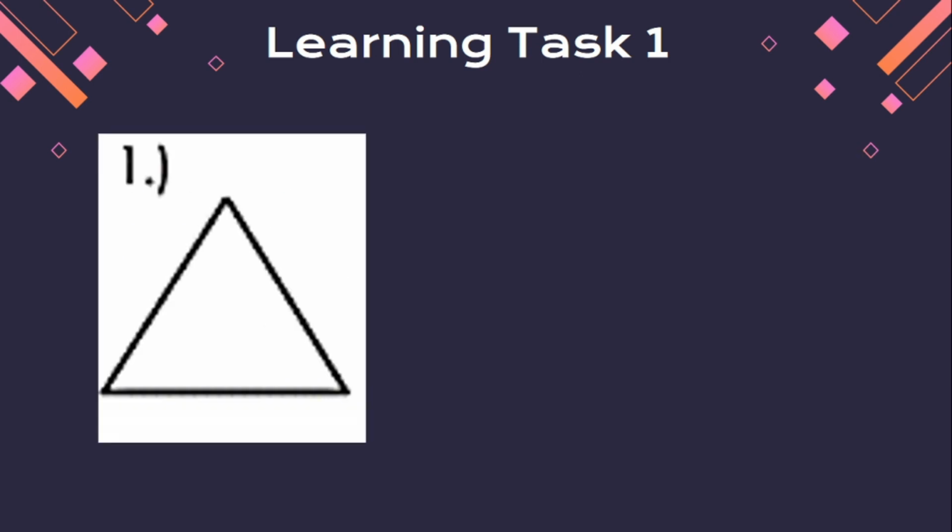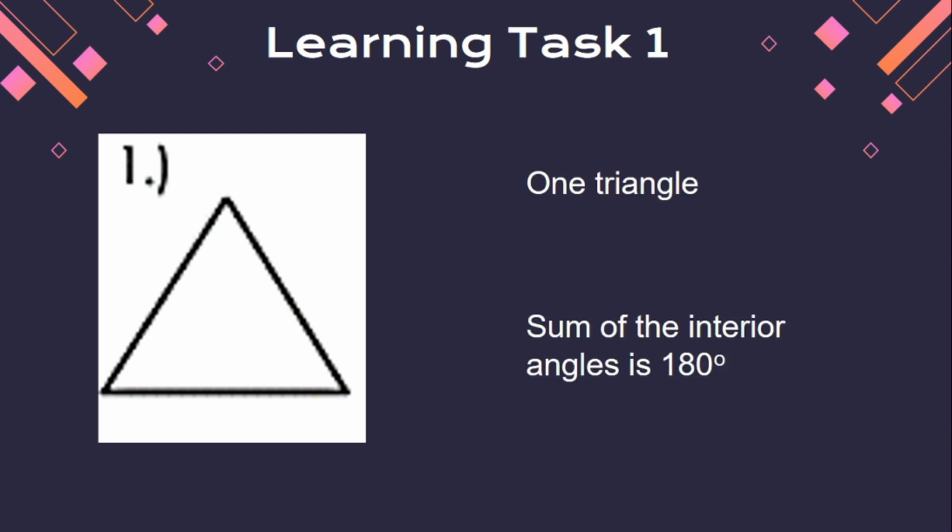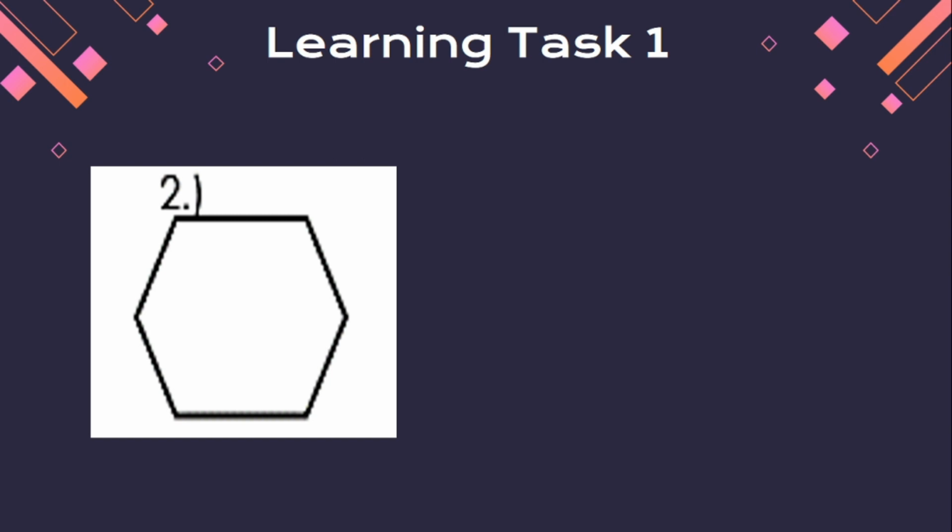Dito, so this is a triangle na. So therefore, we just have one triangle formed. Therefore, the sum of the interior angles is 180 degrees. Now we have here this polygon. So how many sides do we have here? 1, 2, 3, 4, 5, 6. So this is a hexagon.